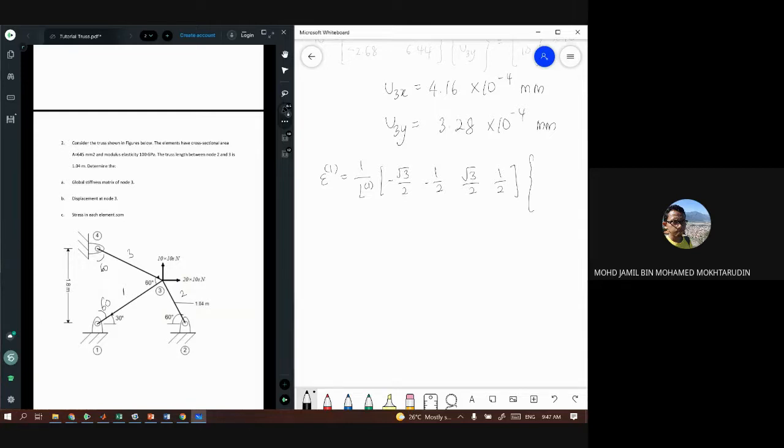Okay, so element 1, you have displacement of node 1 and node number 3. Node 1 is 0, no displacement, so you have displacement of node number 3 only. So calculate and substitute the value. You get strain equals 2.91 times 10 power of negative 7. And then you find the stress. Stress of element 1 equals Young's modulus times the strain of element 1. So you get 29.1 kilopascal.